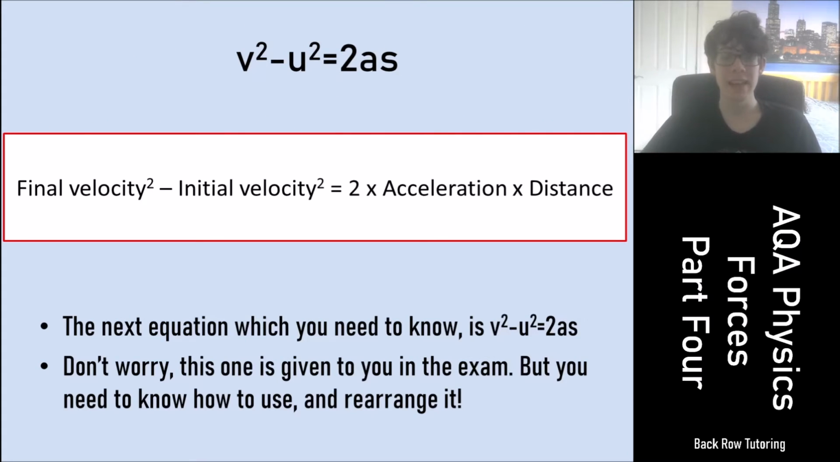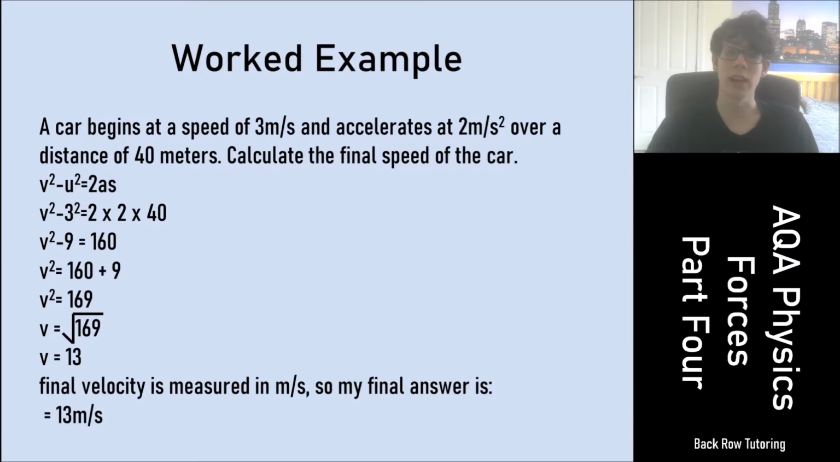And that equation is final velocity squared minus initial velocity squared is equal to 2 times the acceleration times the distance travelled. So the next equation which you need to know is v squared minus u squared is equal to 2as. Don't worry, this one is given to you in the exam, but you need to know how to use and to rearrange it. So let's have a look at a worked example.